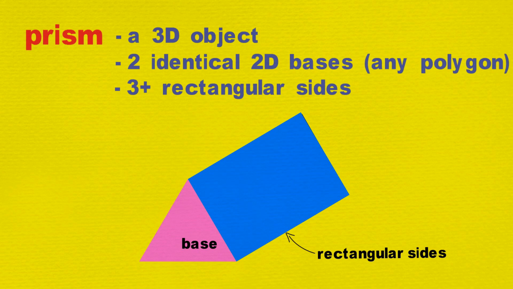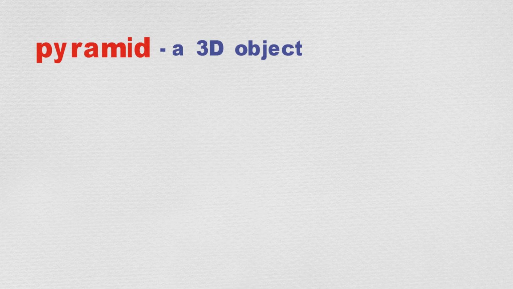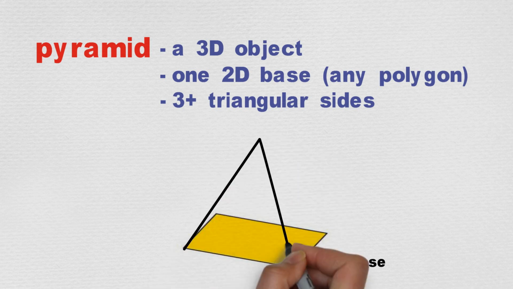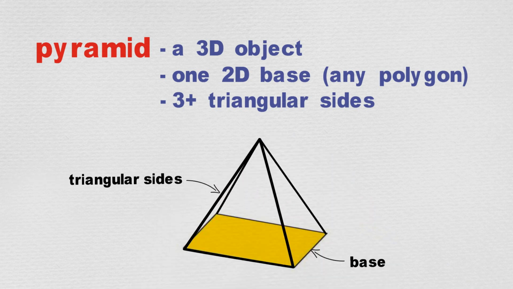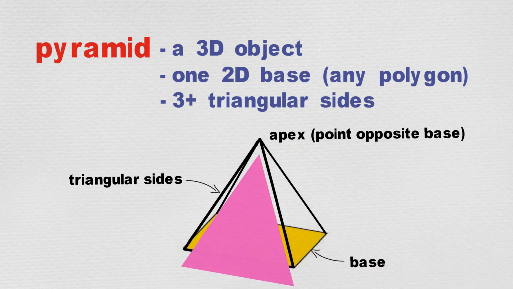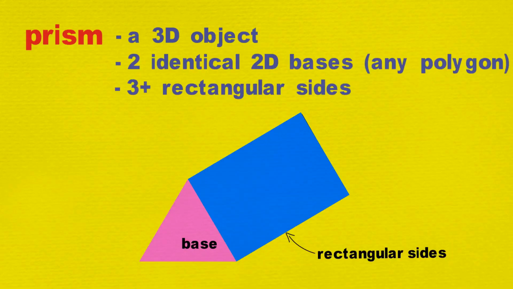A pyramid is also a 3D object, however, it has only one 2D base, which can be any polygon, and triangular sides which meet at a point called the apex opposite the base. So pyramids are always pointy and their sides are always triangles, while the sides of prisms are always rectangles.